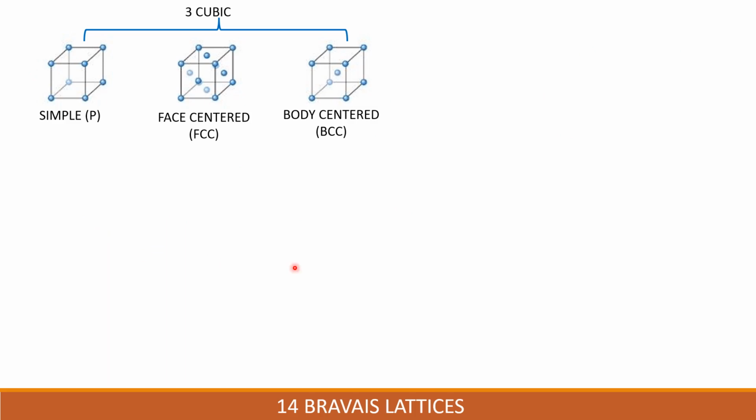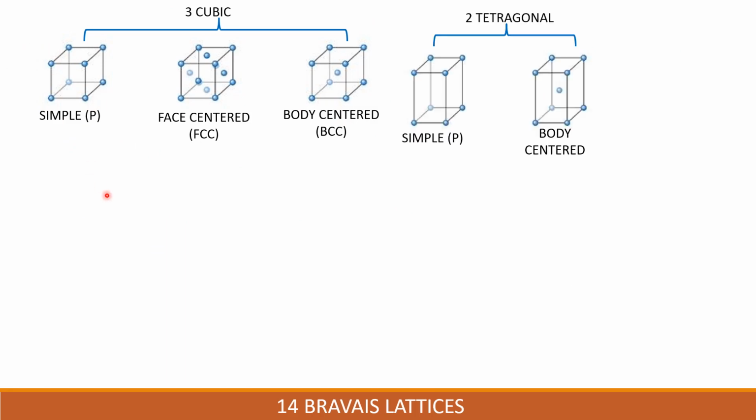So we have three possible cubic systems: simple, face-centered, body-centered. Only simple is primitive. Then we have two possible tetragonal systems. Again, simple, which is primitive, or body-centered, which is not primitive. Hexagonal.